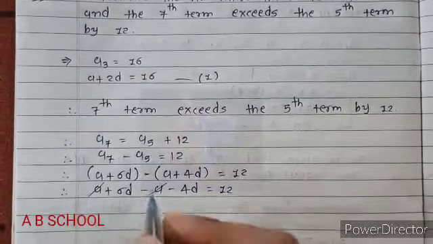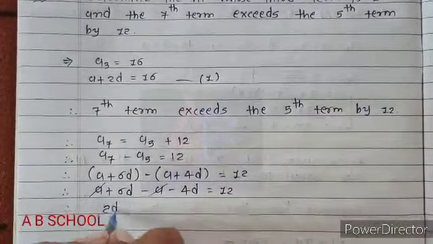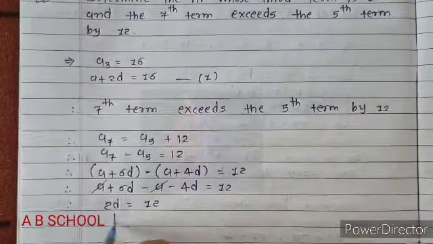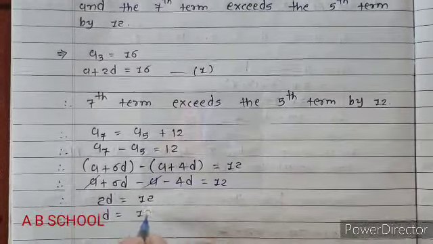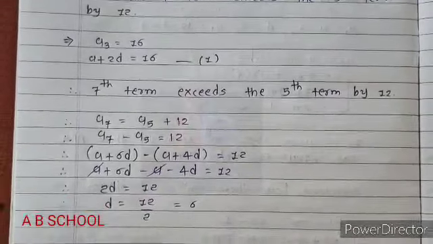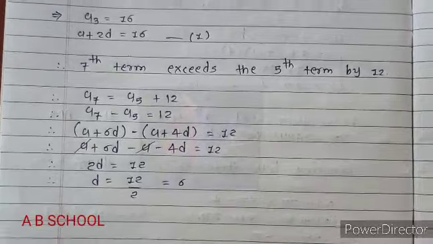A minus A cancel. 6D minus 4D is 2D, which is equal to 12. So D is equal to 12 divided by 2, which is 6. So the value of the common difference D is equal to 6.